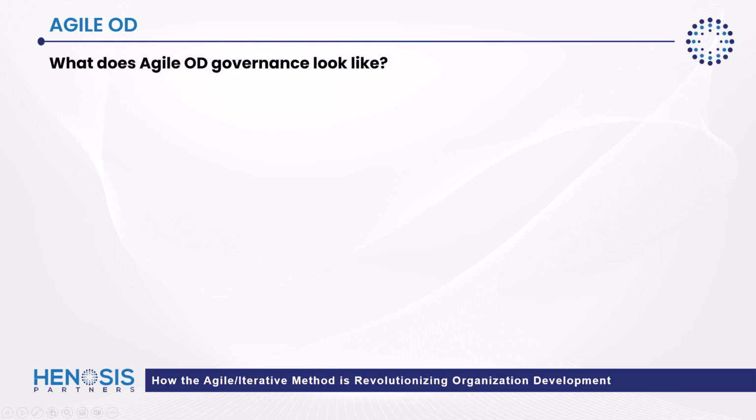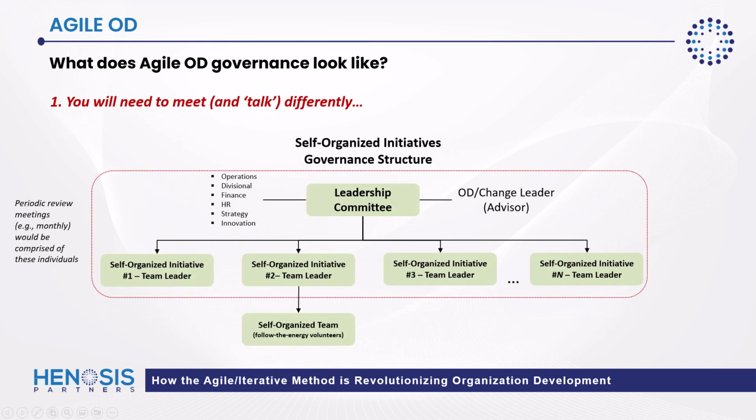Now, a question you may have is, how do we manage Agile OD? What does the governance of this model look like? Let's address this question next. First off, to properly govern Agile OD, you will need to meet and talk differently. There will be a need for you as the OD change leader to establish or define a governance structure to manage a portfolio of self-organized initiatives. And the structure can be rather lightweight in design.